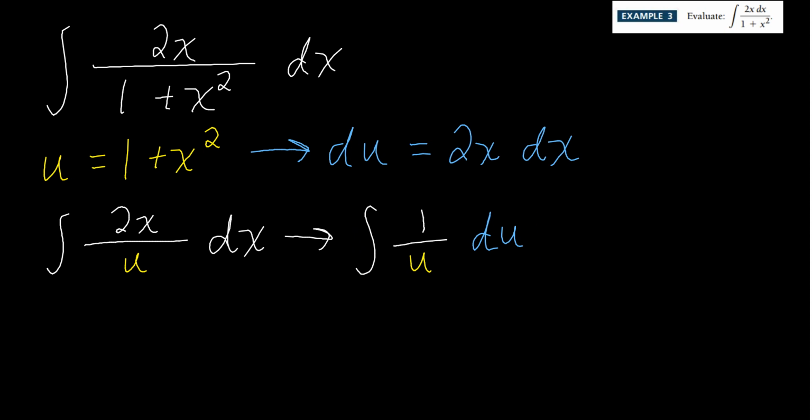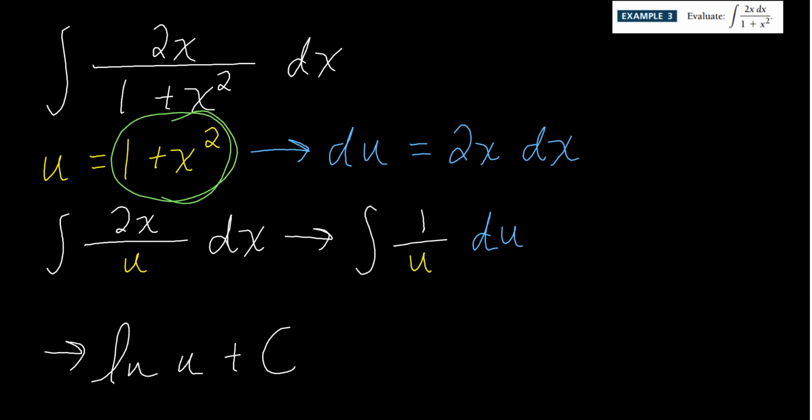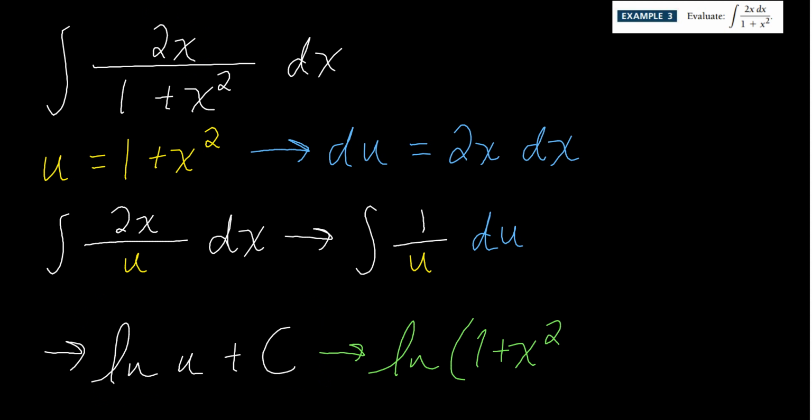Okay, so what is the integral of 1 over u? Well, that's just going to be the natural log of u plus c. All right, well, again, we didn't start off with u's, right? We started off with x's. So we're going to make that substitution back in. 1 plus x squared is going to come back in for u. So we're going to have the natural log of 1 plus x squared plus c. Okay.